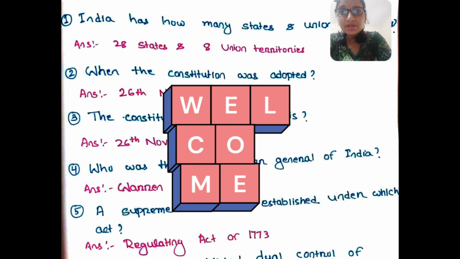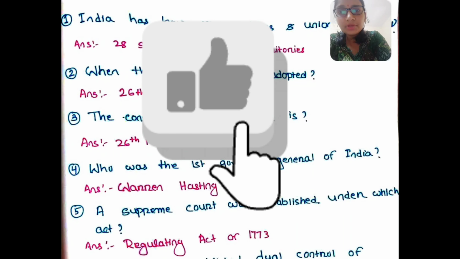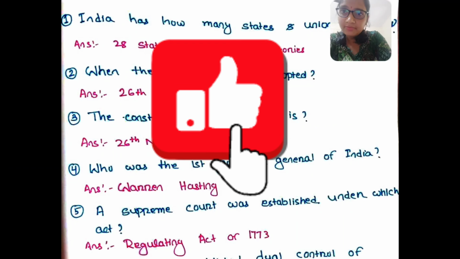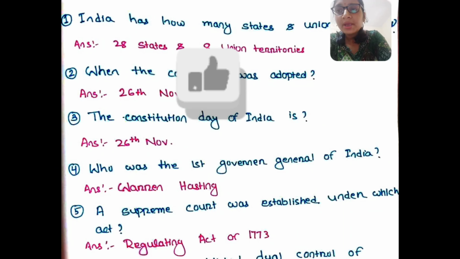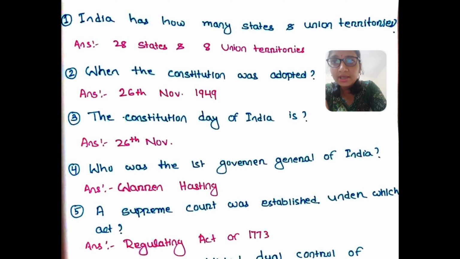Today I will start a question answer series in my channel, and first we will discuss some questions of political science, and these questions are based on the topics that have already been discussed in my channel. And first question is, India has how many states and union territories? India has 28 states and 8 union territories.